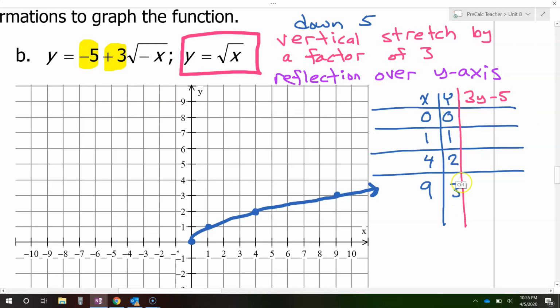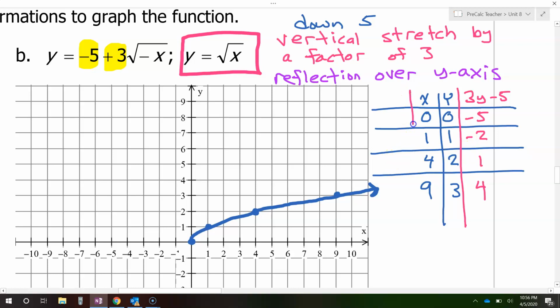If I do that to the y values, 3 times 0 is 0, -5 is -5. 3 times 1 is 3, -5 is -2. 3 times 2 is 6, -5 is 1. 3 times 3 is 9, -5 is 4. Okay, so those are the new y values.